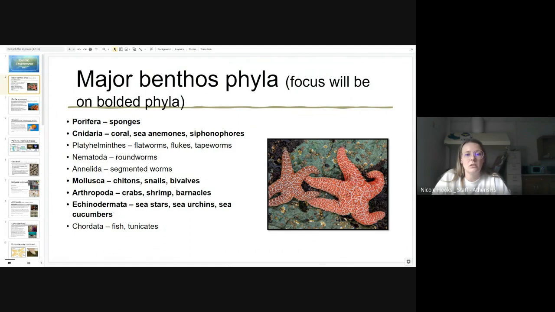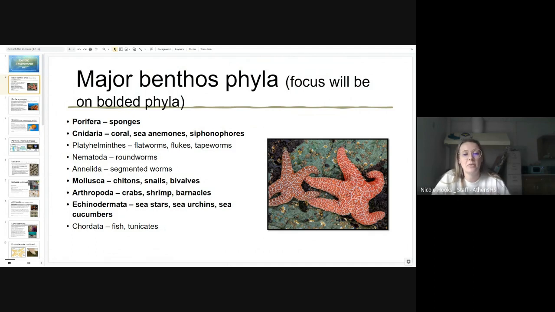So coral, sea anemones, and then also jellyfish. So jellyfish should be mentioned in there. Siphonophores are similar to them, but jellyfish are also in that grouping. I don't know why that's not listed there, but jellyfish are in Cnidarians. You should know that. The next three are ones that are similar, but we're not going to talk about.